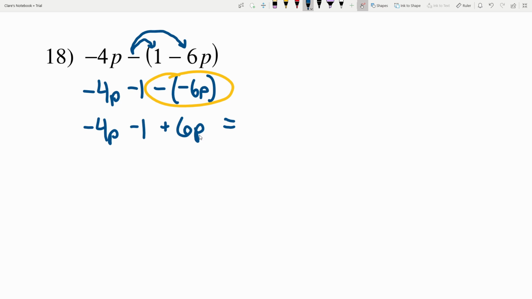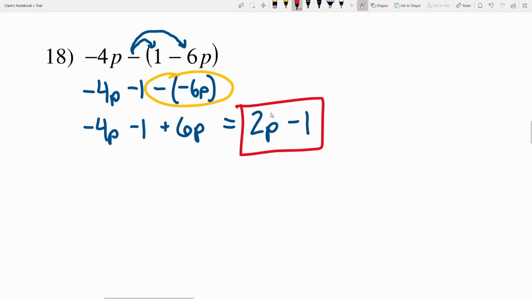Negative 4p plus 6p, because now we have like terms. Negative 4 plus 6 is going to result in a positive 2. So negative 4p plus 6p is going to be 2p. And then I'm still subtracting 1. 2p minus 1 is our solution in number 18.